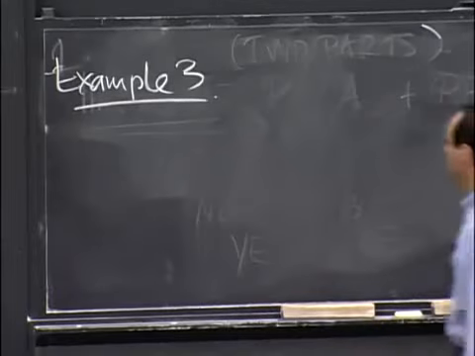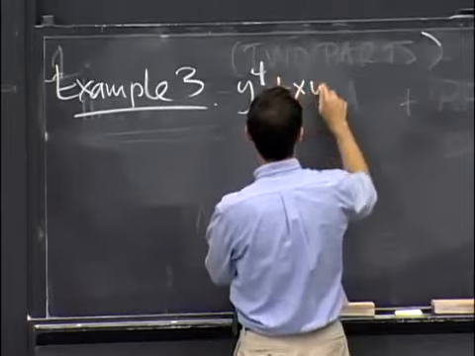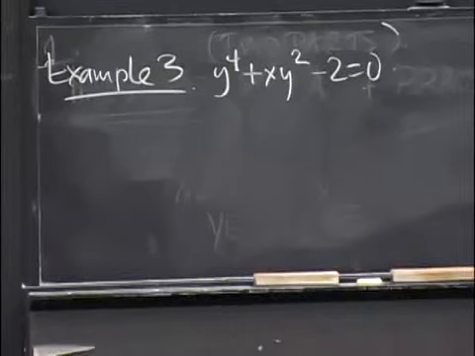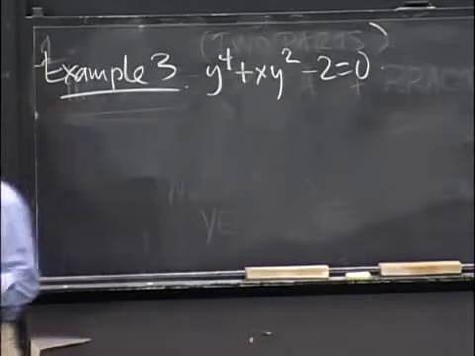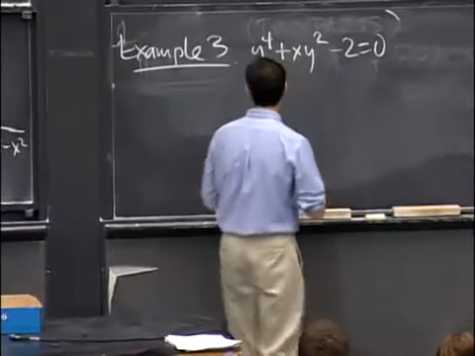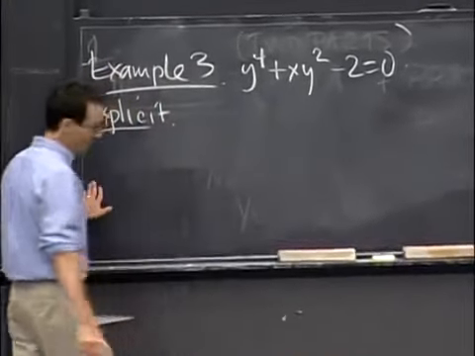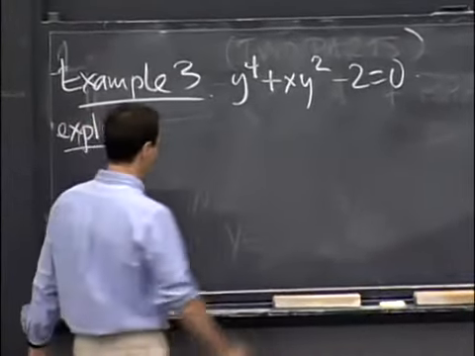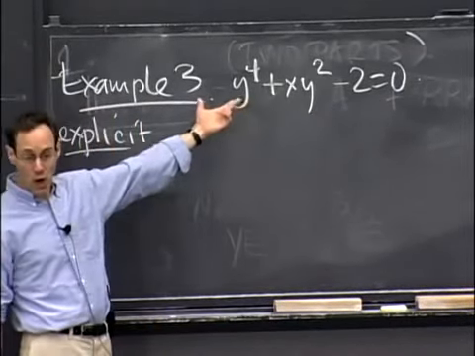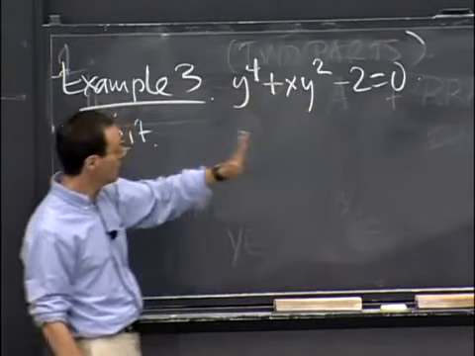So this example, I'm going to give you a fourth order equation. So y to the fourth plus xy squared minus 2 is equal to 0. Right? Now, it just so happens that there's a trick to solving this equation. So actually, you can do both the explicit method and the implicit method. Okay? So the explicit method would say, okay, well, I want to solve for y. So I'm going to use the quadratic formula, but on y squared. This is quadratic in y squared, because there's a fourth power and a second power, and the first and the third powers are missing.